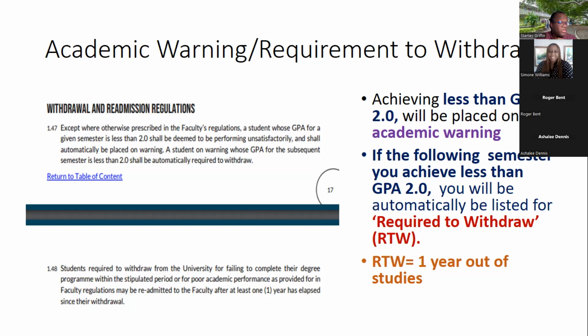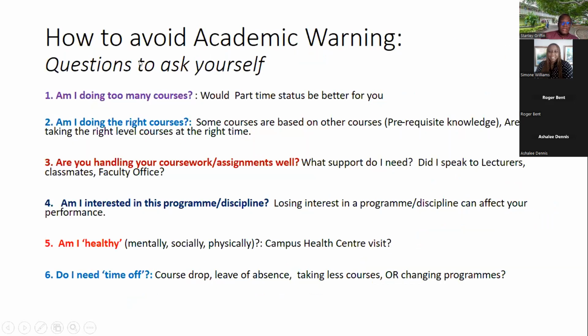We do have a very thorough process of engaging with persons who have been placed on academic warning and requirements to withdraw. In fact, this entire series of workshops came out of this concern for persons who are placed in this scenario. So we really hope we can reach out and capture persons before they're placed in this. Nevertheless, how do you avoid academic warning? How do you avoid being placed on the requirement to withdraw?